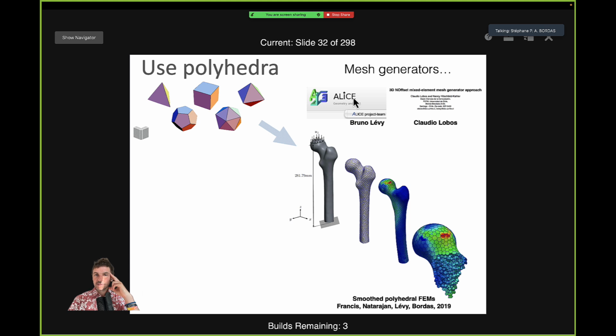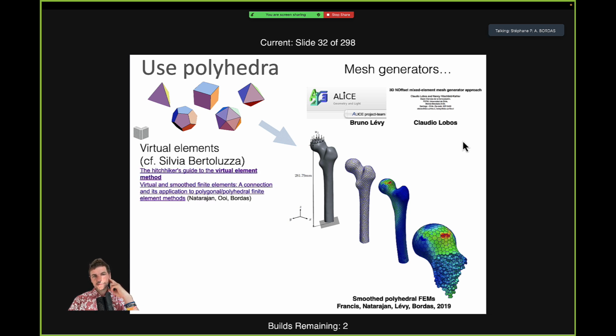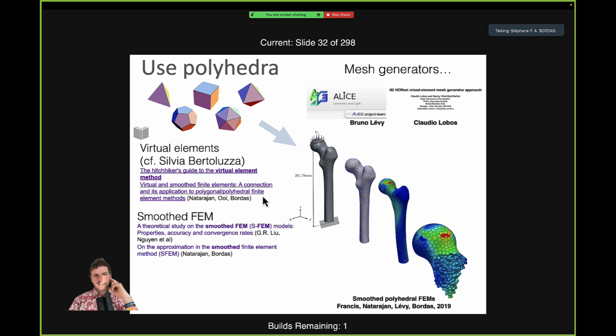And this is done using Alice, which is this open code, and also with Claudio Lobos, who is in Chile and works also on mesh generation using hexahedral dominant meshes. So finally, you can also, of course, work on virtual element formulation of this, and we showed that a virtual element method is equivalent to the smooth finite element method in certain cases. So this is what we see here in this paper: virtual and smooth finite elements, a connection and its application to polygon polyhedral finite element methods with Sundar.